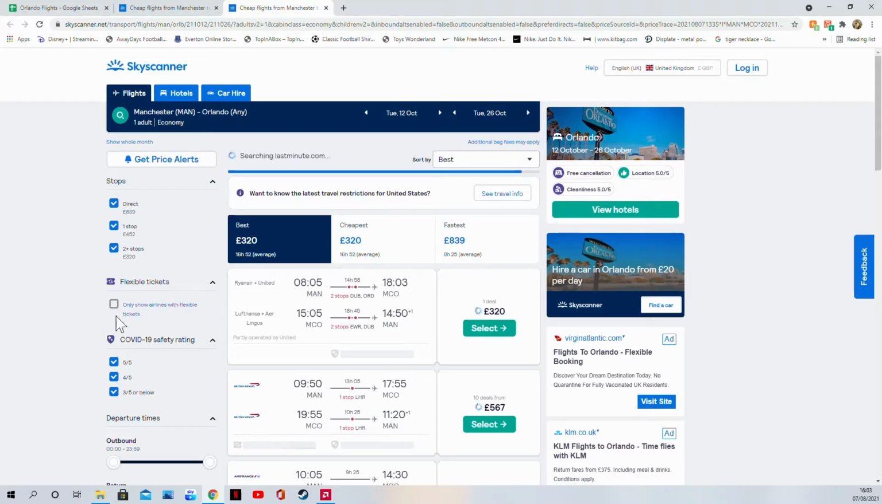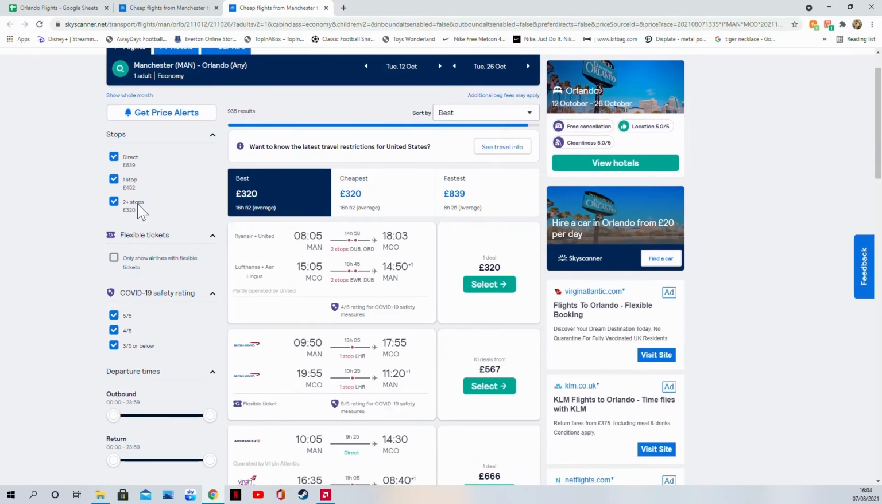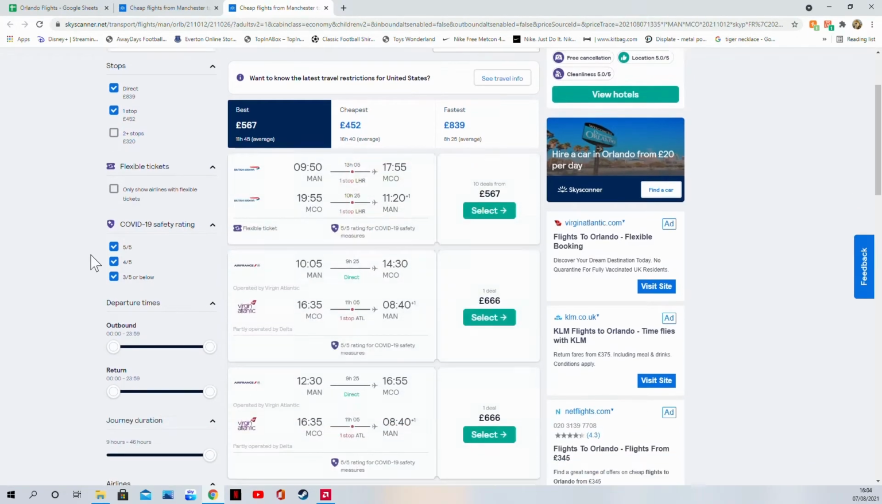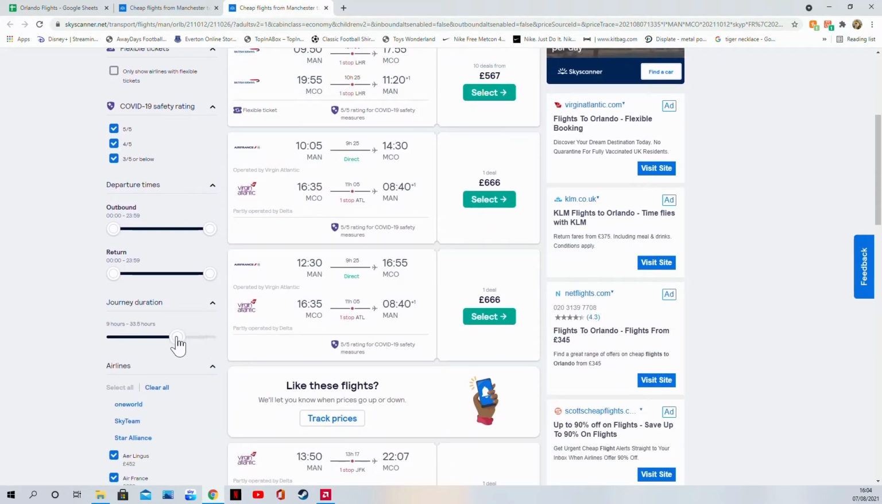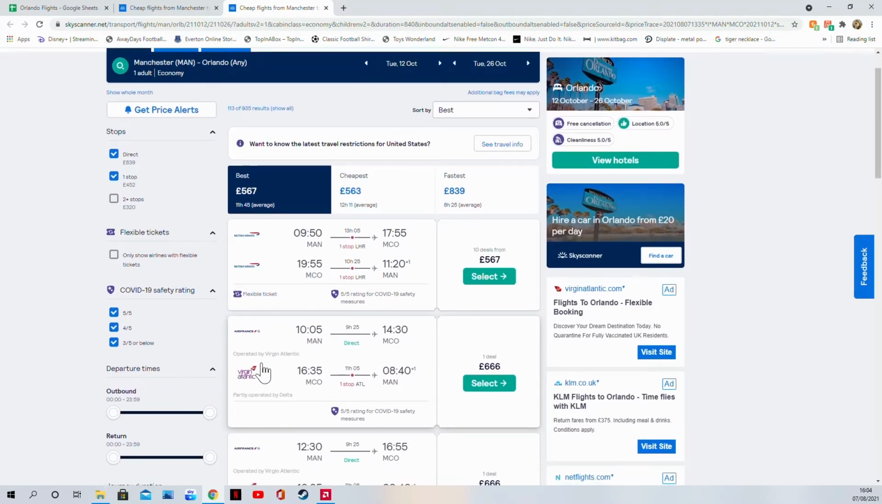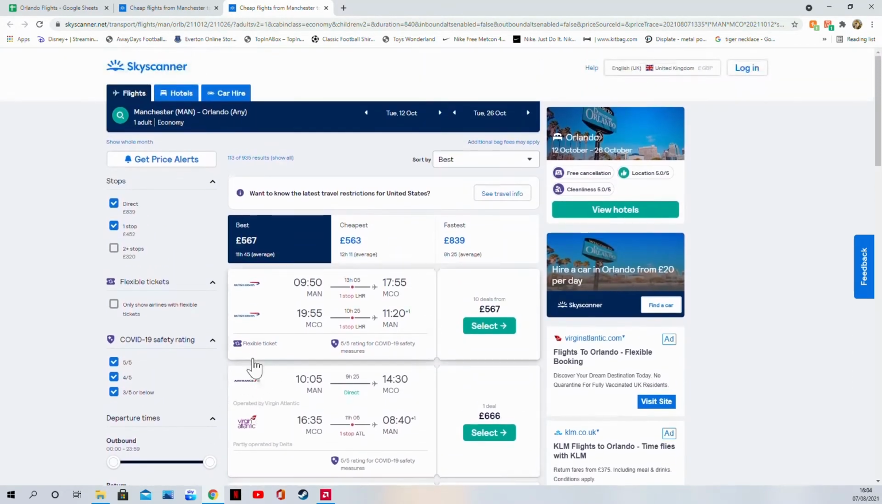So straight away, I would probably rule that out. But the beauty of this is we can say, look, I don't want to do 2 stops, and I want a maximum flight length of 14 hours. And that should then give us reasonable flights. 14 hours is usually just one stop anyway, and it means you're not on the ground for more than a couple of hours maximum.